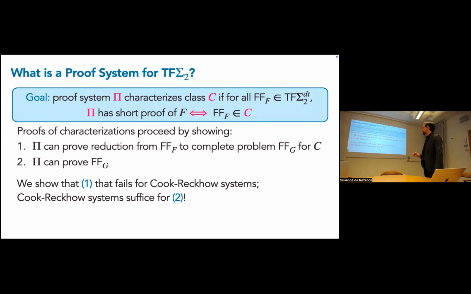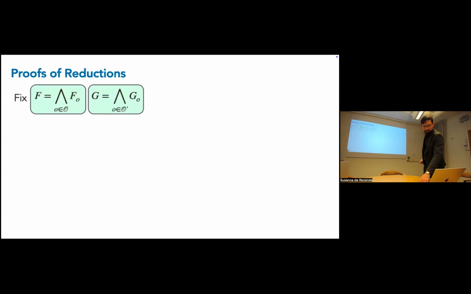Surprisingly, we show that really this reduction is the only thing that fails. We can always just use Cook-Reckhow proof systems for the second thing. So you should think of G as encoding the totality of some TF sigma 2 problem, and Cook-Reckhow proof systems can do this. So we're just going to take standard Cook-Reckhow proof systems and augment them with basically a weakening rule that will allow us to do the reductions in the first part. Okay, so I'll talk a little bit more about what reductions mean, and this will give us our definition of a proof system.